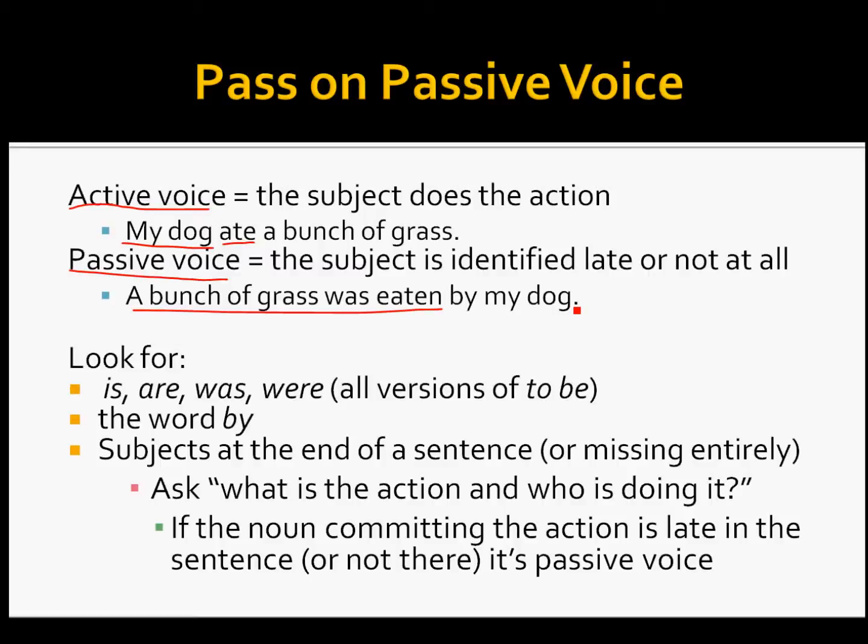That's passive voice. So how do you know you're dealing with passive voice? Here's what you look for. You look for is, are, was, were, all the versions of the verb to be. You look for the word by, and you look for a subject at the end of a sentence, or even missing entirely from a sentence. So if the person or entity committing the action appears only at the end of the sentence or doesn't appear at all, you've got passive voice.